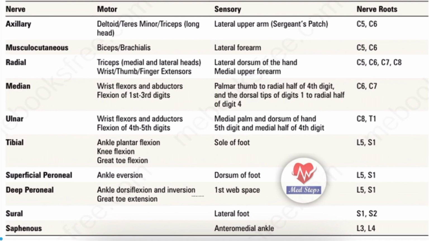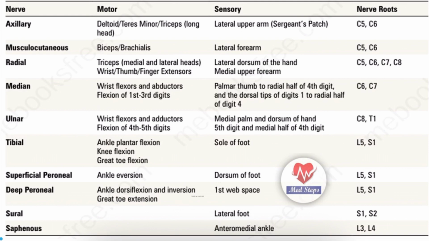Next, the median nerve. The median nerve originates from the lateral and medial cords, and its main function is wrist flexion, finger flexion and the thumb muscles also. In motor function we can see wrist flexors and abductors, flexion of the first 3 digits, and palmar. In sensory innervation we can see the palmar thumb to the radial side of digit 4, and the dorsal tips of digits 1 to the radial side of digit 4.